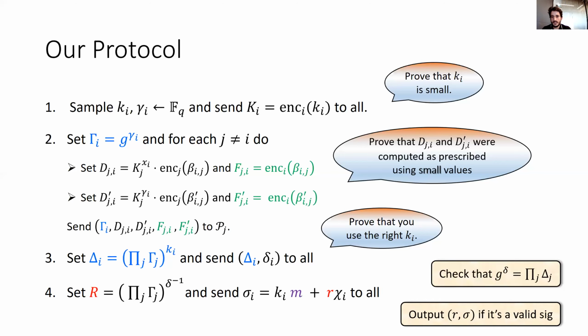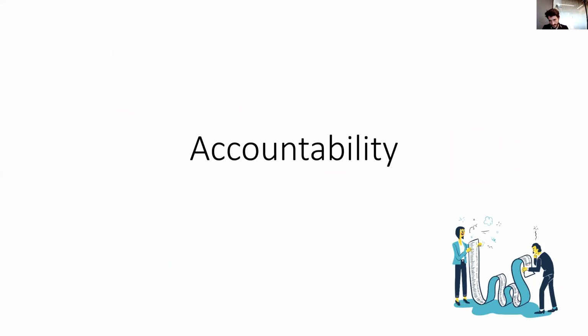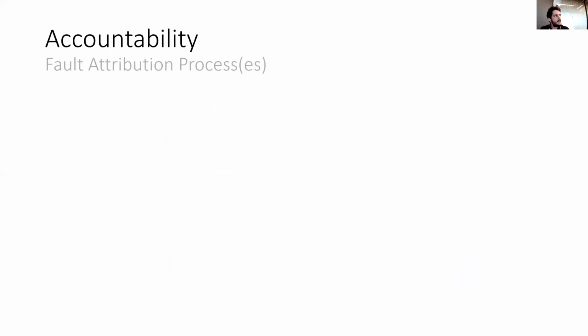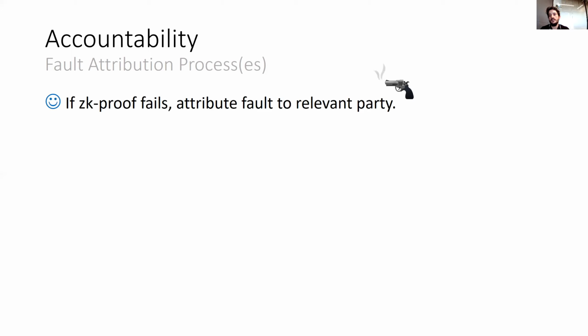So next, let's look at accountability, and let's see how we deal with the faults during the signature generation. So if a range proof fails, then we have a smoking gun and the fault is attributed to the relevant party. However, for efficiency reasons, we take a slightly optimistic approach, and not all statements are proved to all parties. In other words, each party only verifies parts of the transcript.